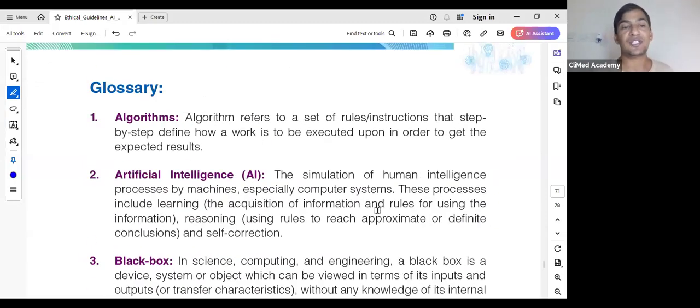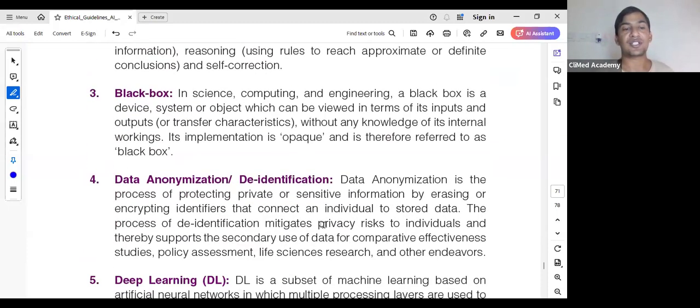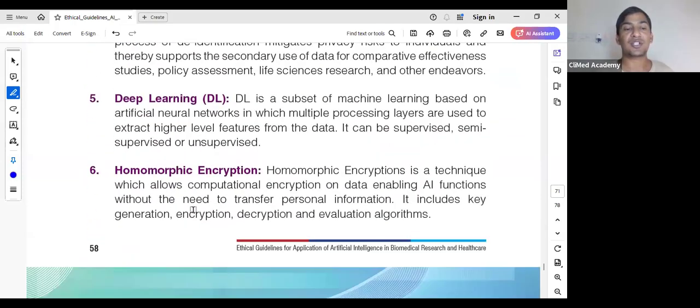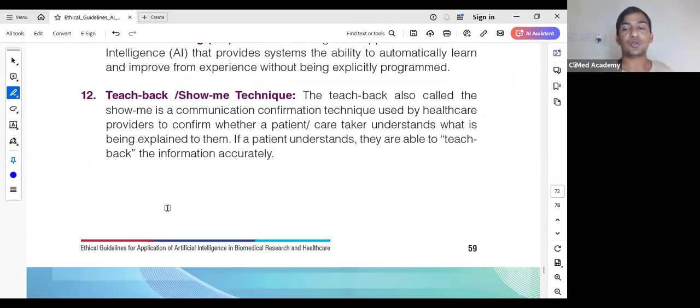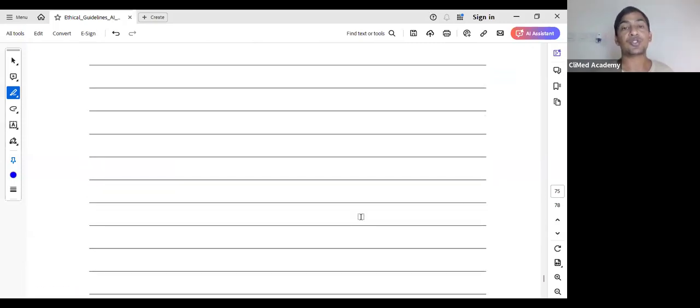And here again, you will see the glossary. What is algorithm? What is artificial intelligence? So see, artificial intelligence is just a tool, especially a computer system. The process includes learning, reasoning, and self-corrections. What is black box? What is data anonymization? What is informed refusal? So there are these things and the people involved as well, right? So that's all about the AI guidelines for the ethical use in biomedical research and healthcare research. Okay, guys. So that's all for this.